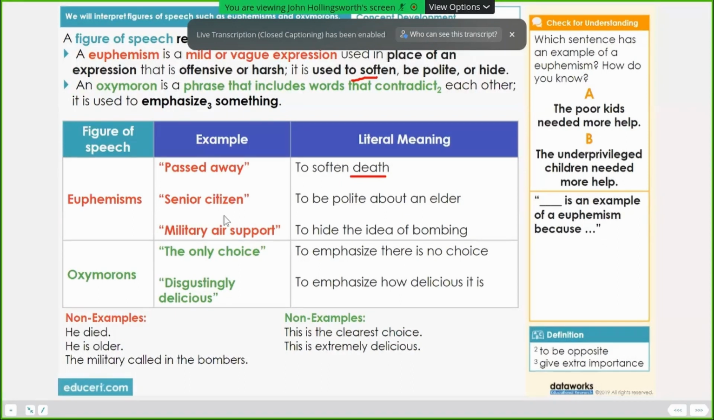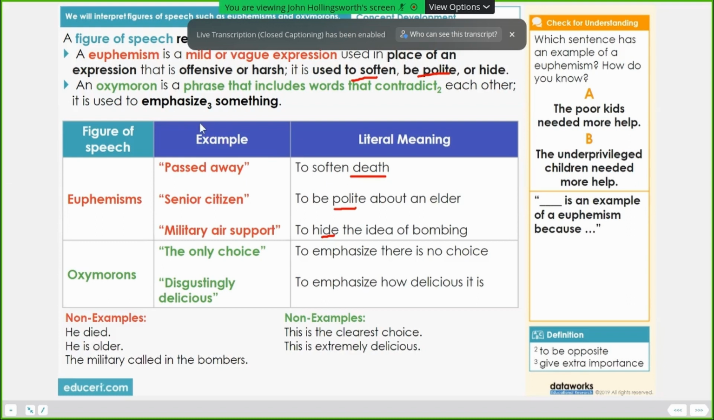Let's read it together. Senior citizen. We're going to be what? Polite about a person. We're not going to call them an old person. We're going to call them a senior citizen. So this is an example. We're trying to be polite. Okay, the third one. Let's read it together. Military air support. We're trying to hide something. I don't want to say bombing or killing, and I'm going to say we're providing military air support.